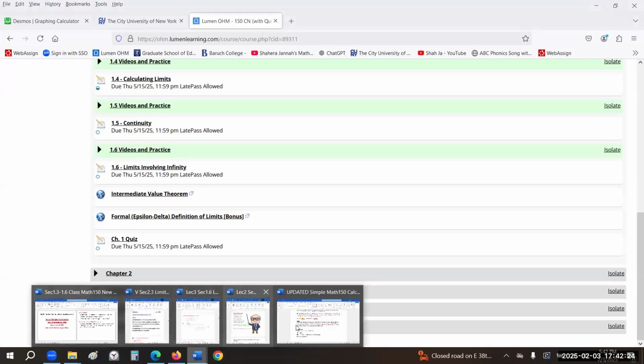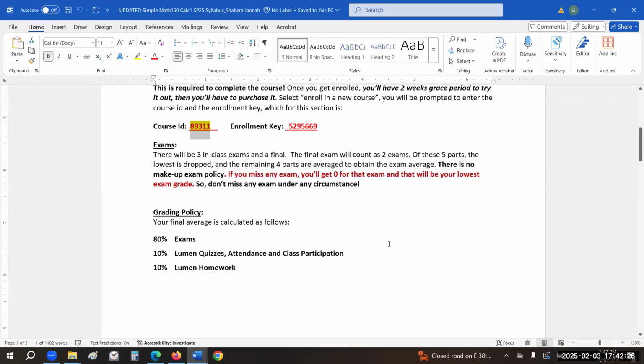Now, if you were not in our last class, our grading policy is that 80% is exams. So you're going to have 3 in-class exams plus the final. Combining all of these, 80%. And then the Lumen quiz I just showed you, plus your attendance and class participation, combining all of them is 10%. And the homework I just showed you, that homework is 10%. So Lumen is 20% and exam is 80%.